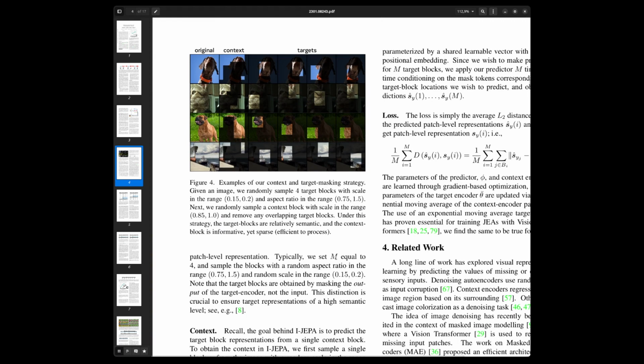Typically we set m equal to 4 and sample the blocks with a random aspect ratio in the range of, okay, a random scale in the range of 0.15 to 0.2. I would like to know how they arrive at these numbers, but they probably have some table showing that. Note that the target blocks are obtained by masking the output of the target encoder, not the input. Okay, so this is very important.